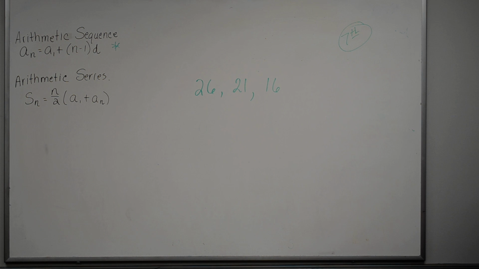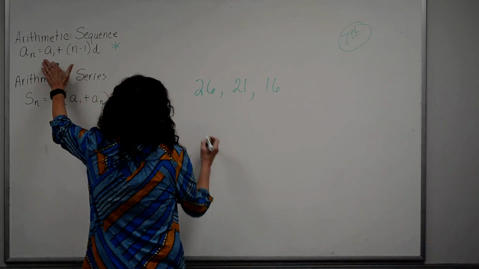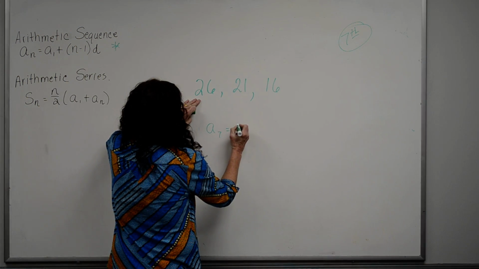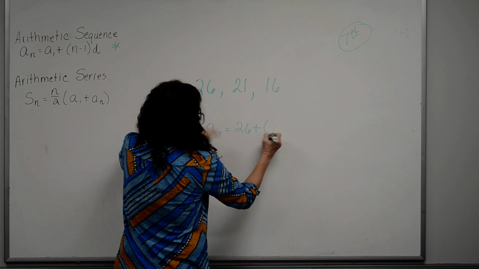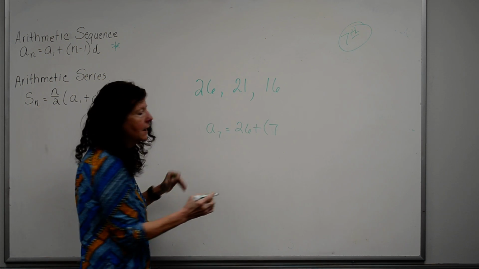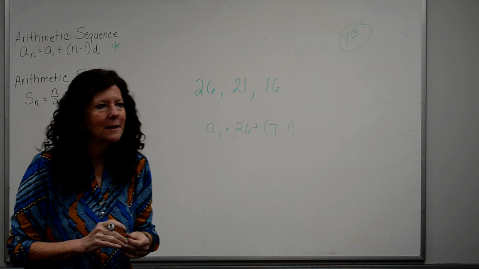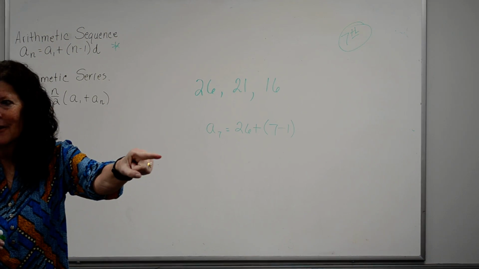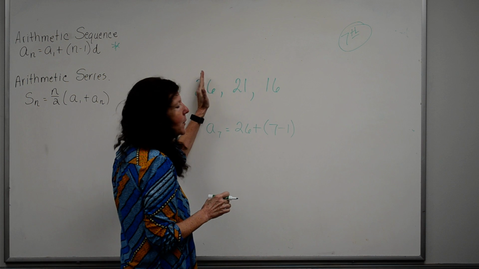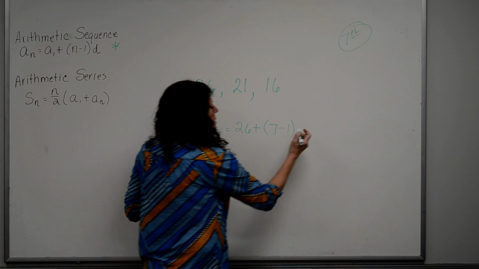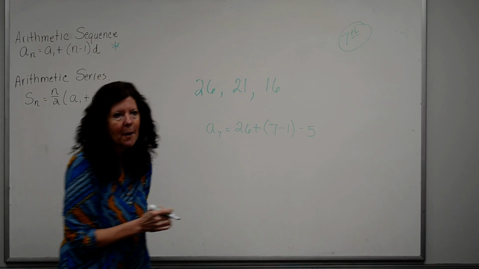What did y'all get? -4. Should be -4. Did you get it? You still didn't get it. Did you get it, Reagan? Okay, so if I write it out, I'm looking for the 7th term, so a sub 7 is equal to a sub 1, which is 26, plus, this is my 7, because remember the n is whatever term, minus 1. What is the common difference? That's probably where you messed up. -5. Because you've got to think, what do I have to add to get from this to this and from this to this? So it's got to be -5 right there, not +5.